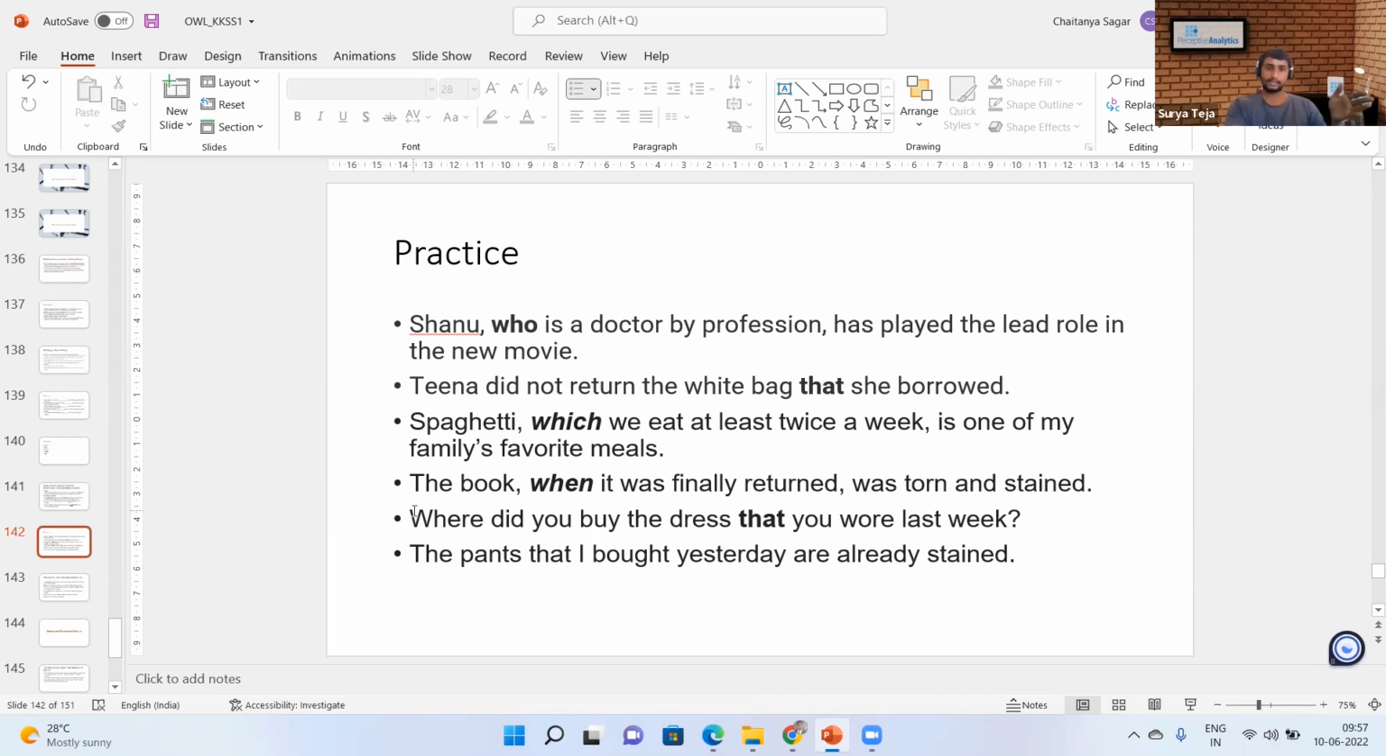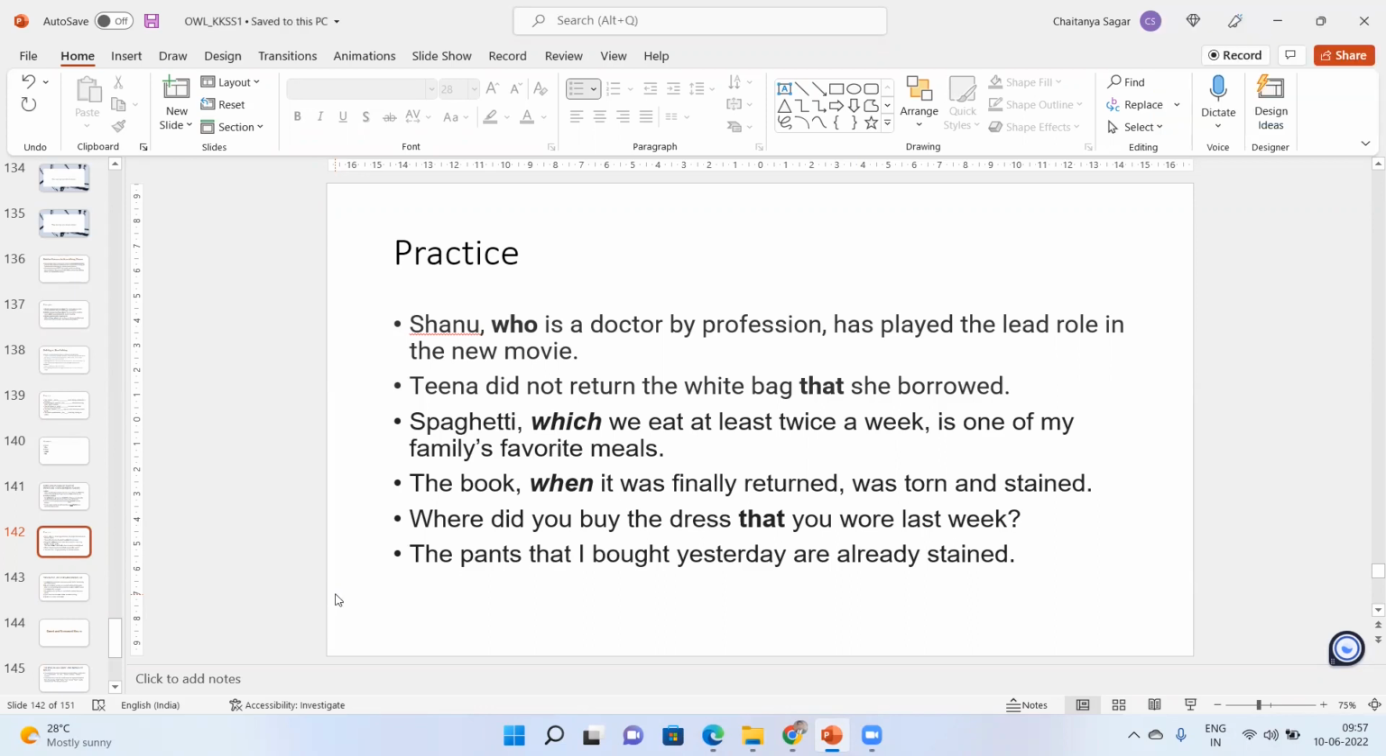So the first sentence raised a question, and the second sentence is answering that question. It is not giving extra additional information. It is just answering the initial part of the sentence. So that becomes the appropriate usage here. And if you see the final example, the pants that I bought yesterday are already stained. So what do you think is the correct one here? Here it's "which": the pants, comma, which I bought yesterday, comma, are already stained.